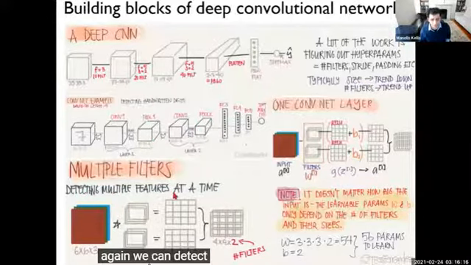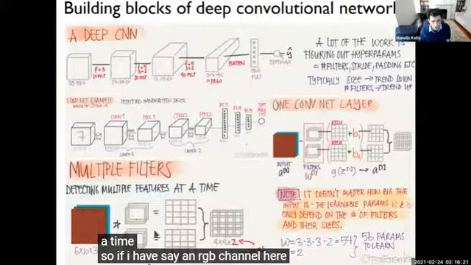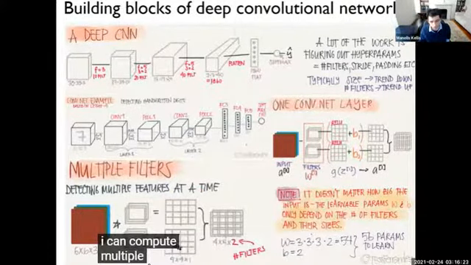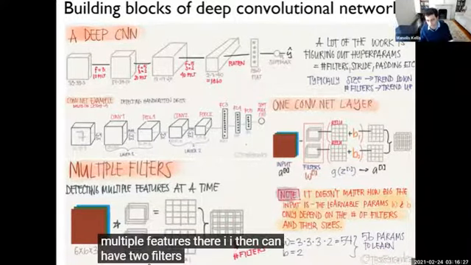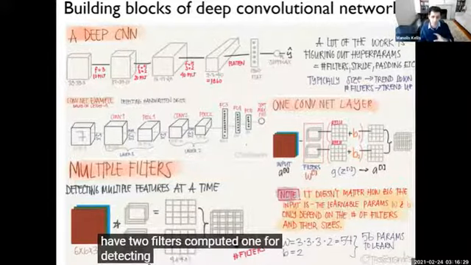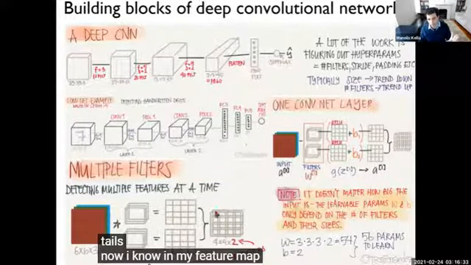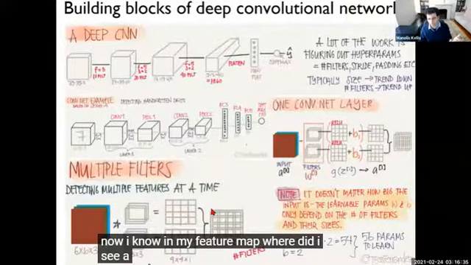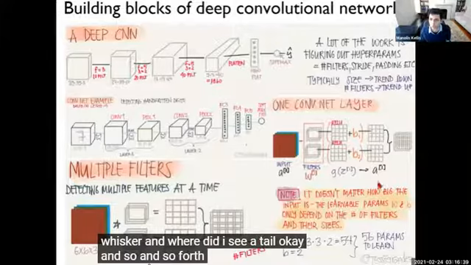Again, we can detect multiple features at a time. So if I have, say, an RGB channel here, and I can compute multiple features there, I then can have 2 filters computed, one for detecting whiskers and one for detecting tails. Now I know in my feature map, where did I see a whisker and where did I see a tail, okay? And so on and so forth.